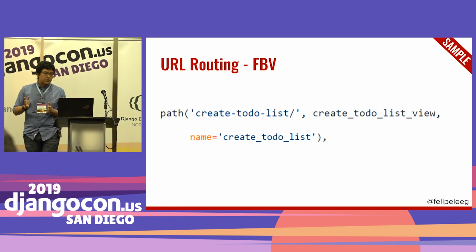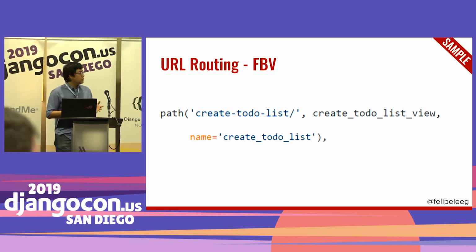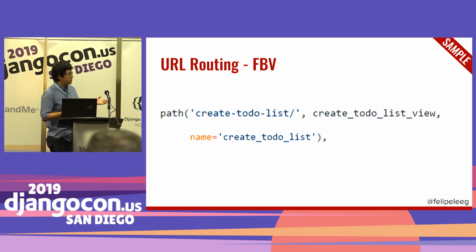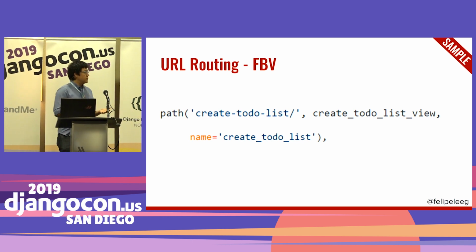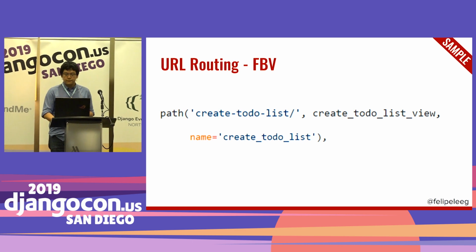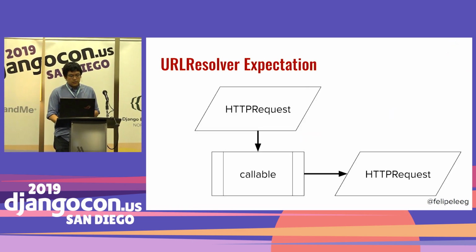So the second argument that you have here is a function, and we just pass it the function without calling it or anything. The URL resolver will take care of calling it with your request, and it will pass any args or kwargs that it needs or takes. And so in essence, the second argument needs to be a callable that will take in an HTTP request and will return an HTTP response.